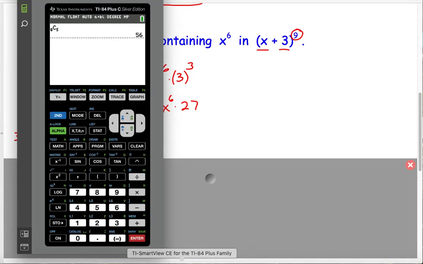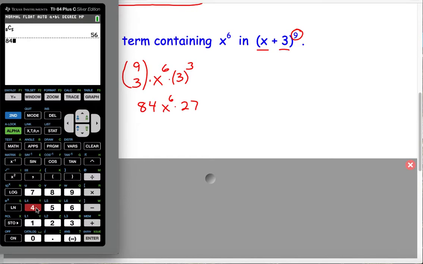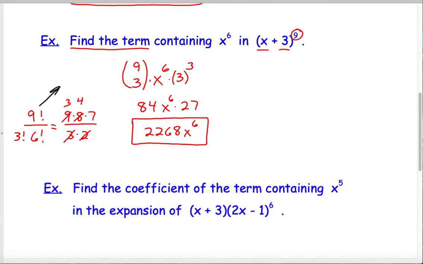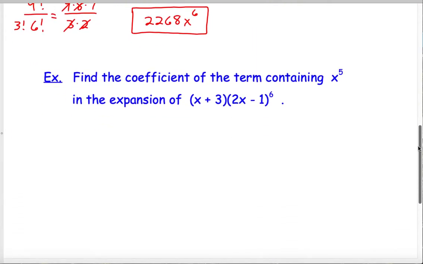Okay, I give up. I'll use the calculator. 2268. So final answer: 2,268 x to the 6th. It said, and reread the directions, find the term containing x to the 6th. And that's it. All right, let's try one more.